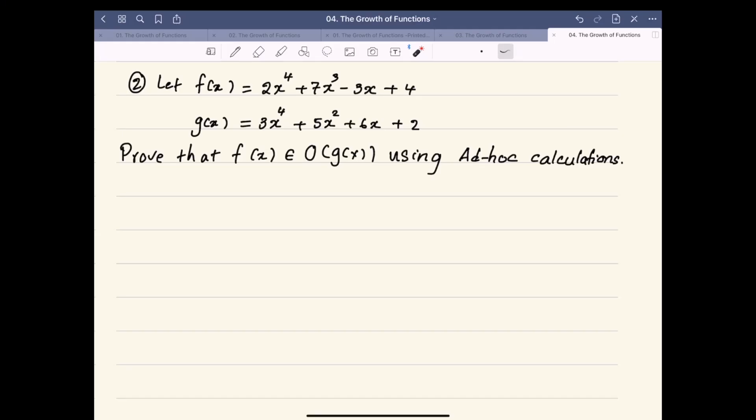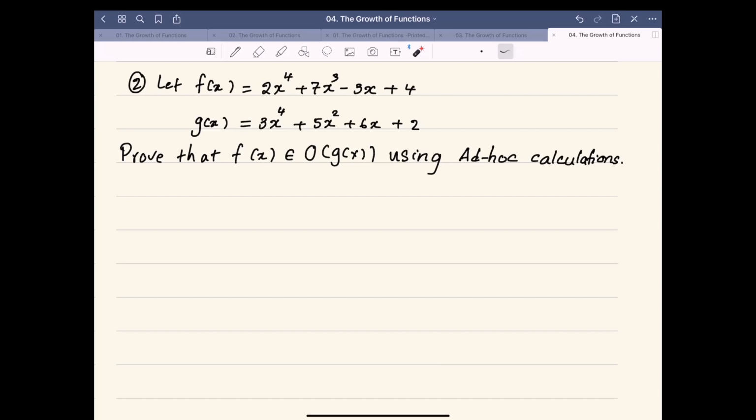In this example, we are given two polynomials and we need to prove that the first polynomial is big O of the second polynomial using ad hoc calculations. This example is a little bit different than previous examples on polynomials. Previously, we were asked to prove a polynomial was big O of its dominant term.